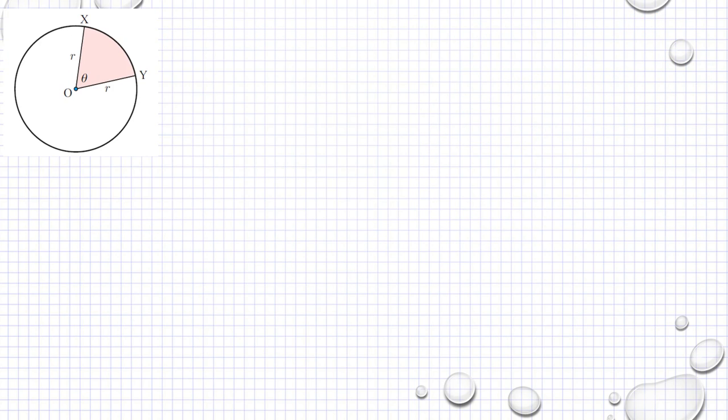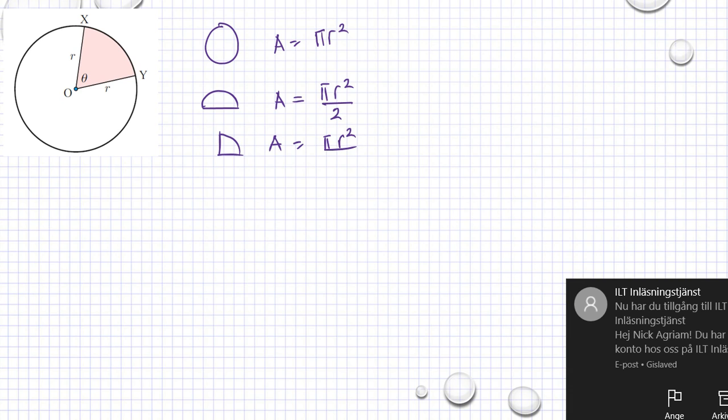Now we're going to sector area. This area now, the pink one or the red one. For the whole circle, once again, the area is equal to pi r squared. If we have a half circle or semicircle, the area of that is pi r squared divided by 2. If we have 1/4, then the area is pi r squared divided by 4.